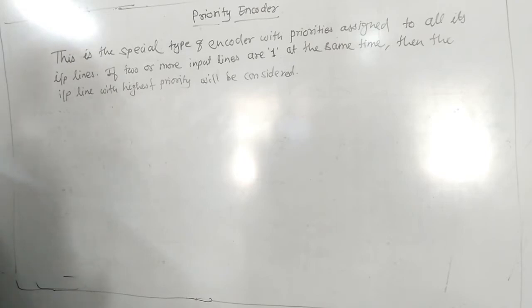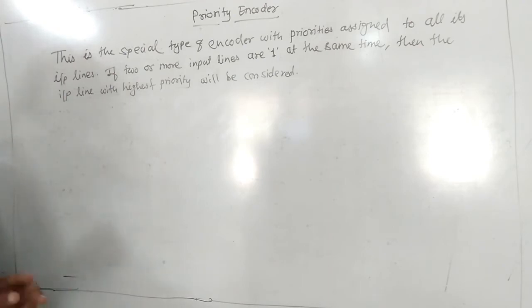If two or more input lines are high at the same time, then the input line with the highest priority will be considered. If we take the example of a keyboard, whether of a laptop, a computer, a mobile or a calculator, and you press two keys at the same time, the key with the highest priority will appear on the screen.